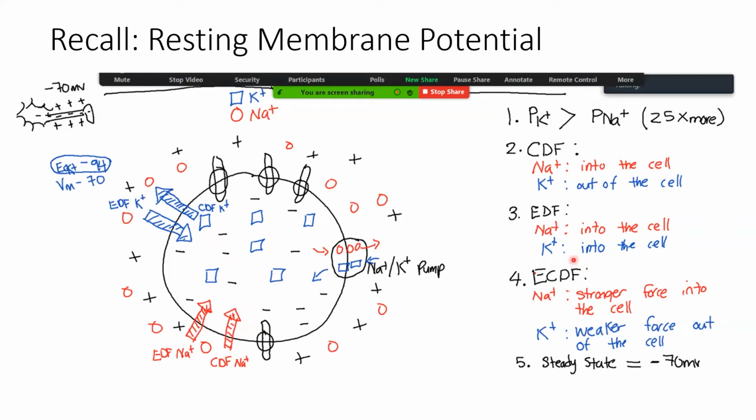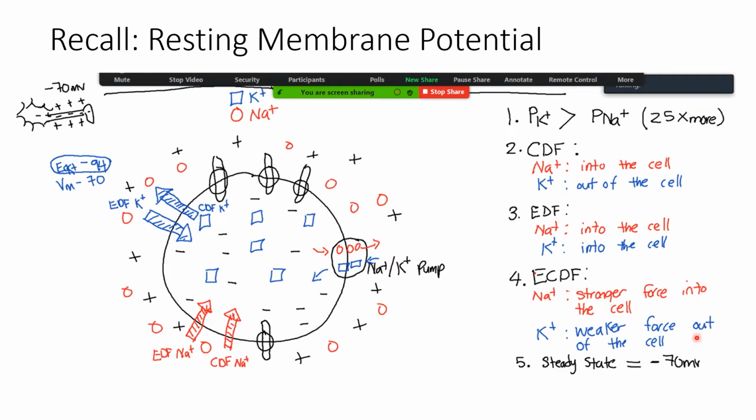Now we combine the two forces, right, and think about our ECDF, our electrochemical driving force. If we do that, we're going to add the two values for sodium, which gives us a really strong force into the cell. While we think about this being a strong force into the cell, we also want to remember that there's a smaller or lesser permeability, which is reflected by a single channel for sodium here on this side of the membrane. So that is to say, although sodium has a strong force, there are fewer channels.